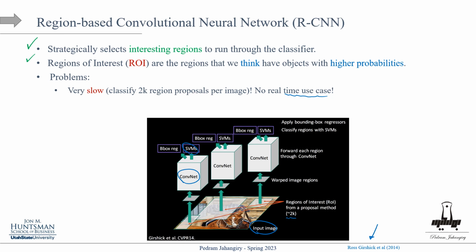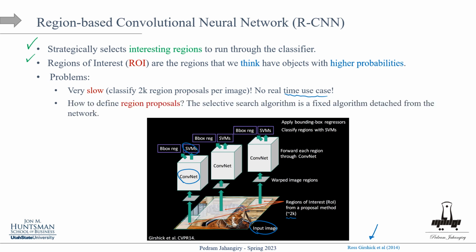But as you might be wondering, what is this ROI? How can we figure that out? What do you mean by these are the regions that have the higher probabilities? As you can guess, this involves another heuristic, another optimization or search algorithm, which is, by the way, a fixed algorithm. So another caveat with this approach is how to define these ROIs. The selective search algorithm is fixed, so it doesn't get updated during training. We come up with a heuristic for finding those best regions of interest with higher probabilities.